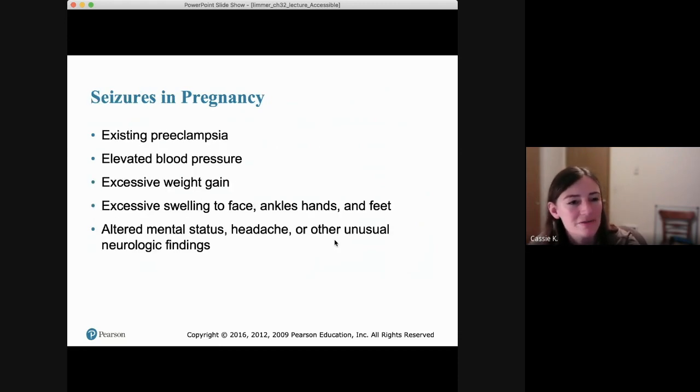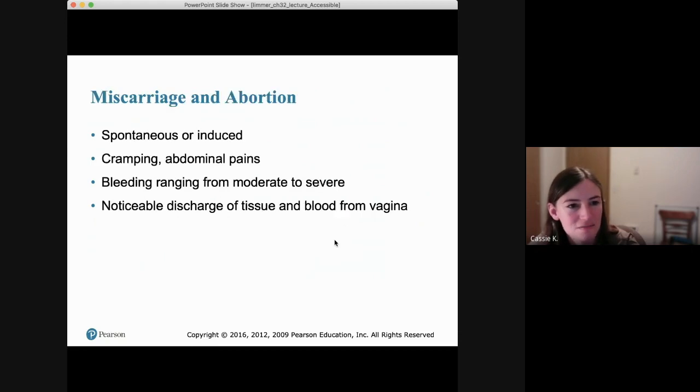Some women develop seizures during pregnancy, known as preeclampsia. So if they've got an elevated blood pressure, you might see excessive weight gain, swelling of the hands, ankles, and feet. They may develop an altered mental status, headache, or other unusual neurologic findings. So they may have the warning signs of preeclampsia that hopefully they're being treated for to prevent them from developing full-on seizures.